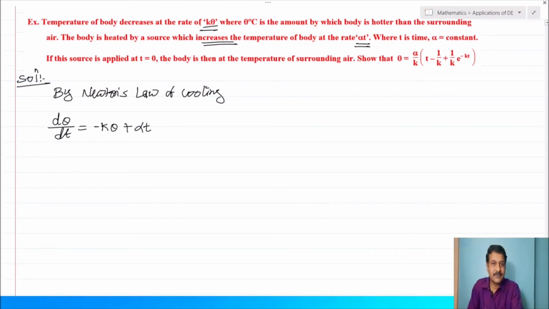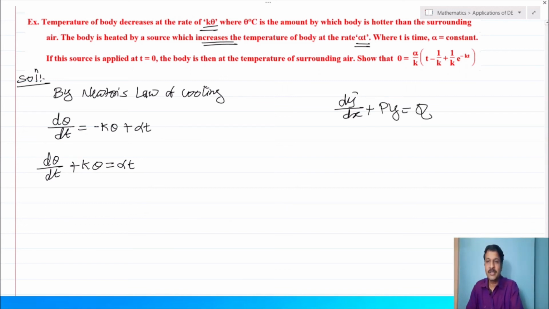So how to solve this differential equation now? Very easy. Here it contains d theta and one theta. There is no other function of theta, and that is why it is a linear differential equation in theta. So the same thing I can write as d theta by dt plus k theta equal to alpha t. As we know, the linear differential equation is dy by dx plus p into y equal to q. So here y means theta and x means t.